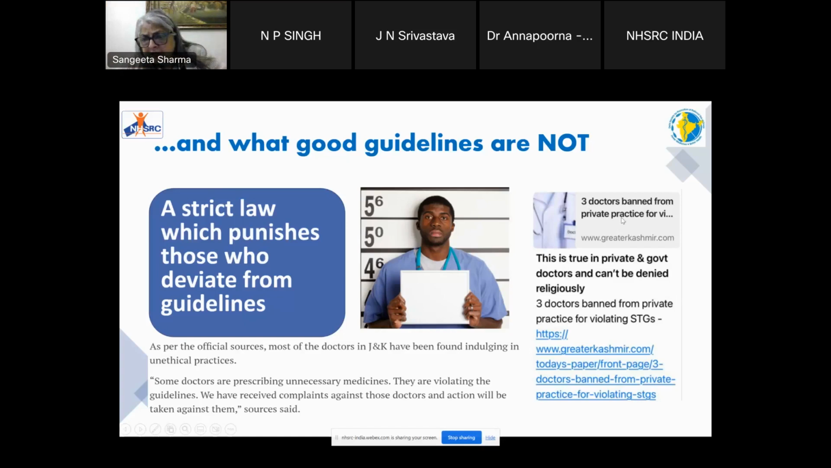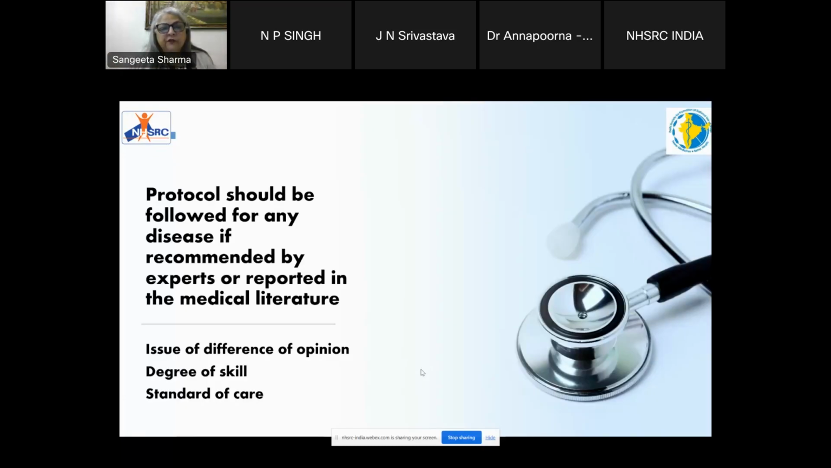This is a recent news. I didn't get the date here. Maybe I can put: 3 doctors were banned from private practice for not following the standard treatment guideline. So if you are not following a standard of care, you should have good reasons why this standard guidance is not applicable to this patient. This was in Jammu and Kashmir, and this is a recent report that we got.